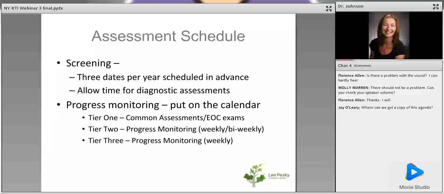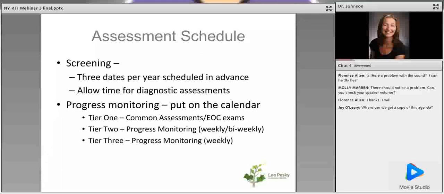And last week we talked about progress monitoring across the tiers. So that means we want to make sure that we schedule time for those efforts. So in Tier 1, we may only progress monitor once during the marking period, right? But we want to schedule when we're going to administer common assessments or end-of-course exams.